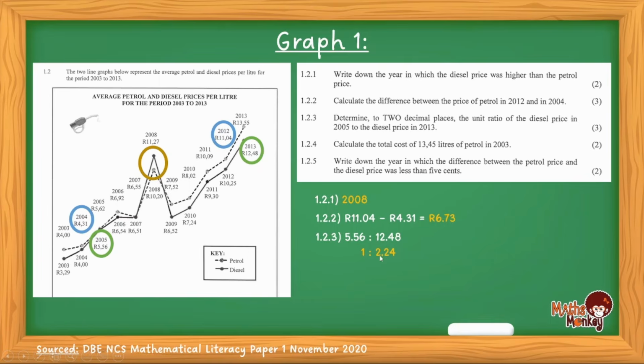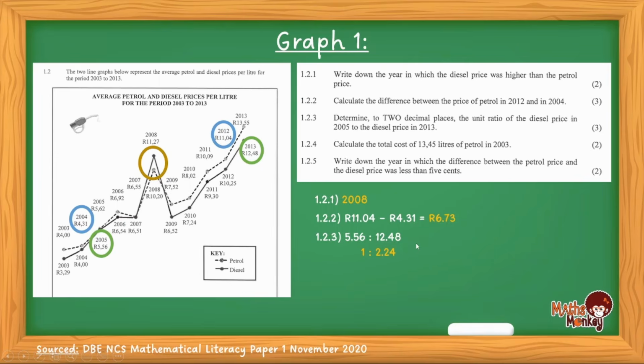12.48 divided by 5.56 gives me the 2.24. And I round off to 2 decimal places here because that's what they're asking in the question. Okay, so the important thing in this question is, 1, understanding that unit ratio means that in my answer, one of the values has to be a 1.